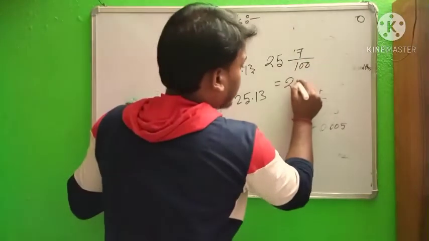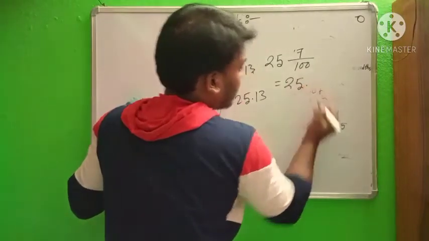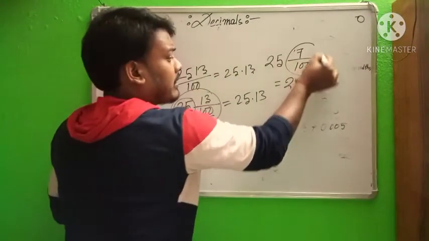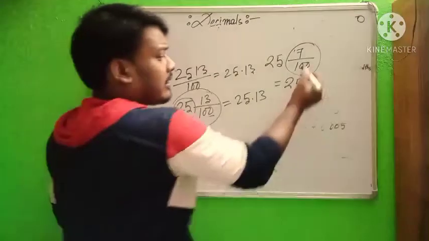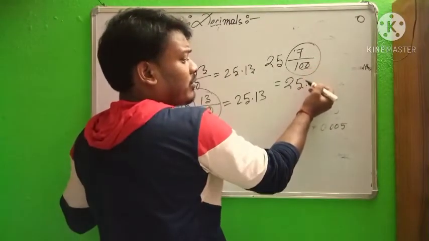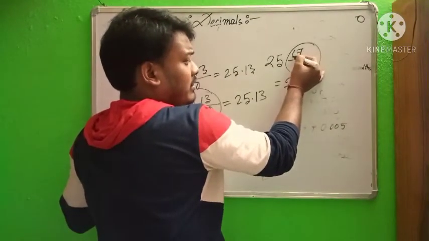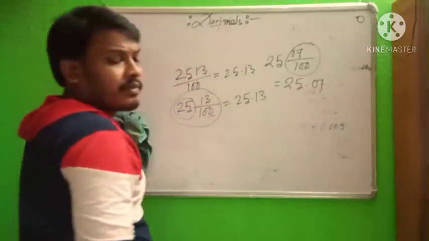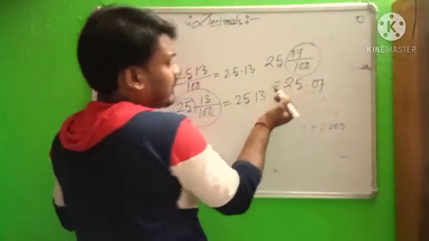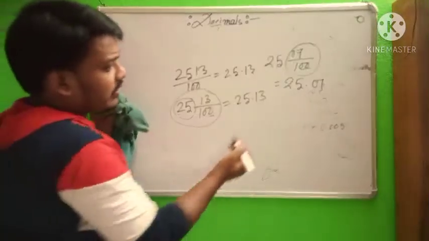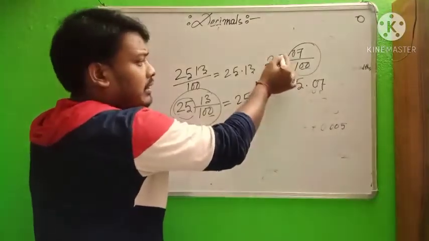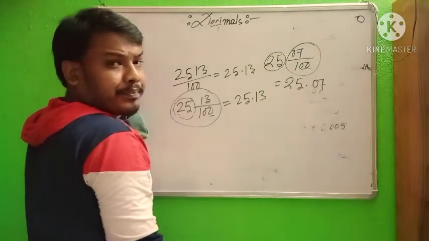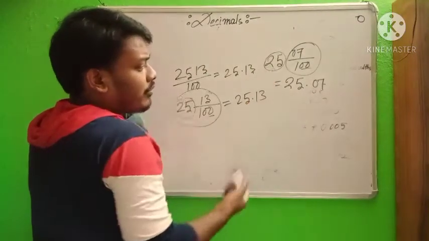So after 25 we put the decimal, and the decimal for this fraction is, so 0 is there, so we think of it as 07. Okay. So for this kind of mixed fraction we put the decimal after this value. That means after the whole part.